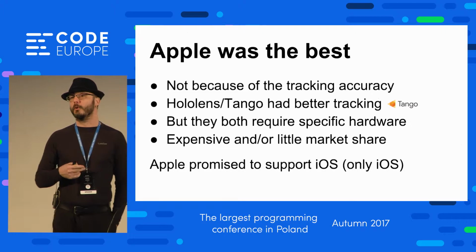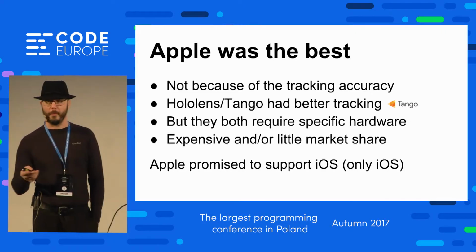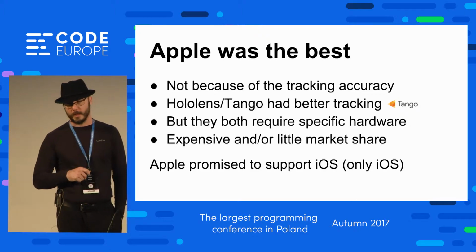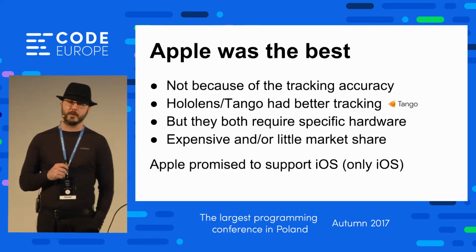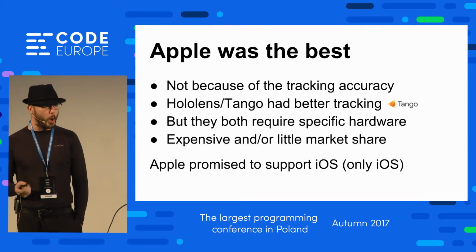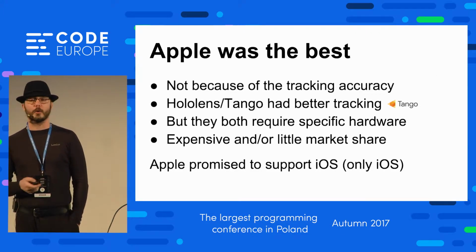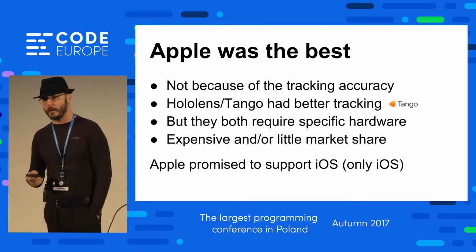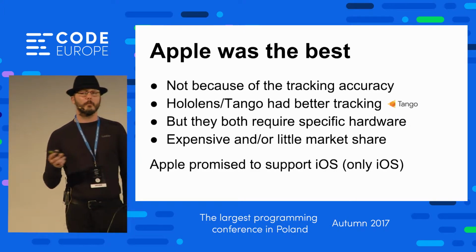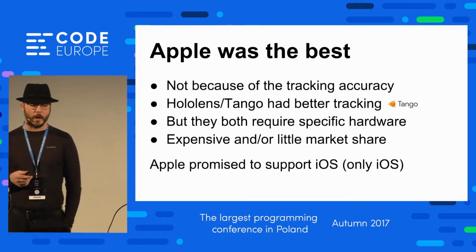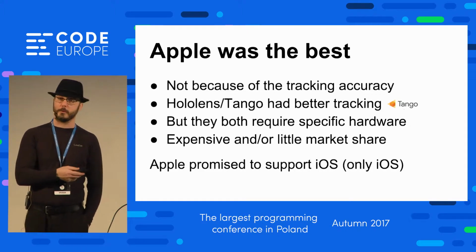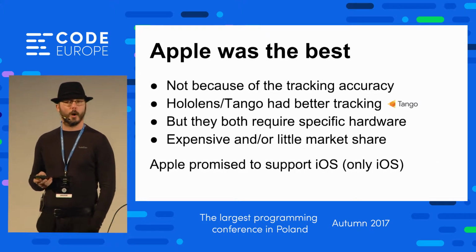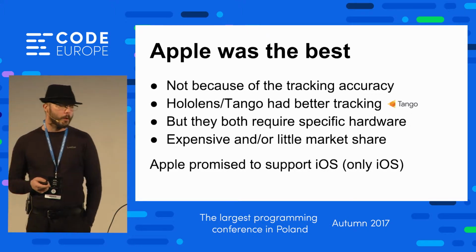At the time, in June of this year, it has been a big year for augmented reality. In June of this year, Apple was the best. Not because of the tracking accuracy. The tracking accuracy was okay, but for example, Microsoft HoloLens has better tracking. Google Tango has better tracking as well. But they both require a specific device. HoloLens costs $3,000. Not many people can afford a device of $3,000.